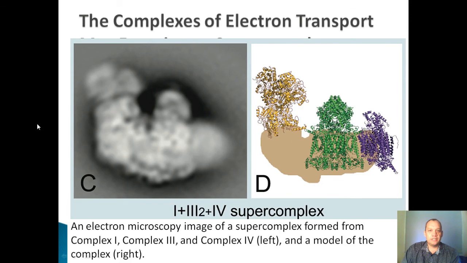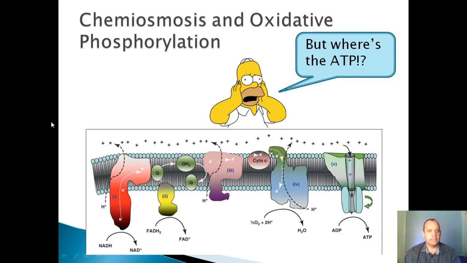Okay, in our next lecture, we are going to discuss chemiosmosis theory and oxidative phosphorylation to see exactly how the energy that we've now stored as a proton gradient across a membrane is going to be used to actually produce the ATP.